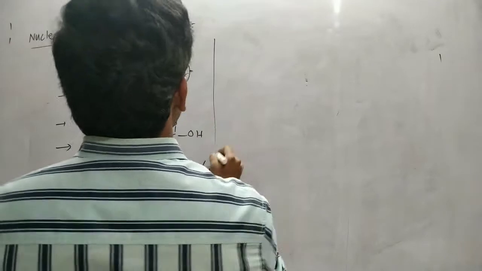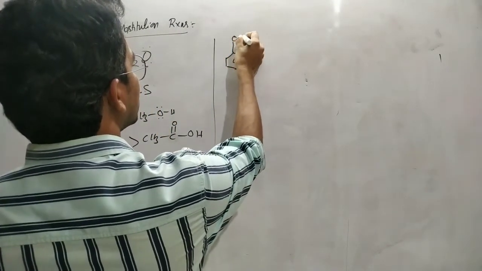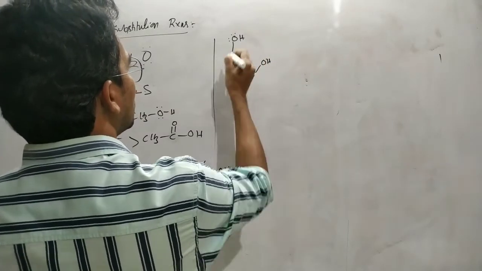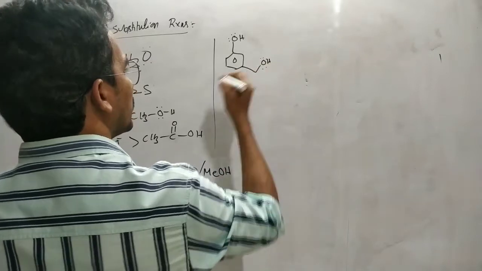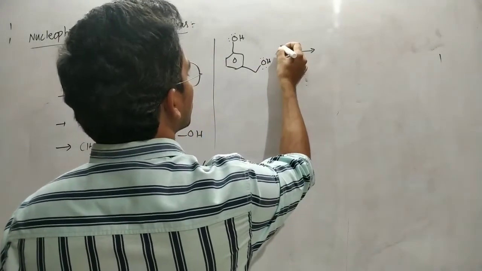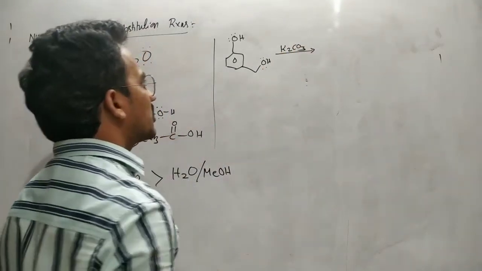Now, this is one reaction. You see this one, it is an OH and this is an OH. This is the phenolic OH group. This is the alcoholic OH group. Now this compound reacts with potassium carbonate.